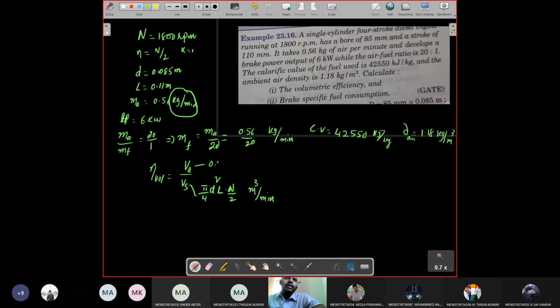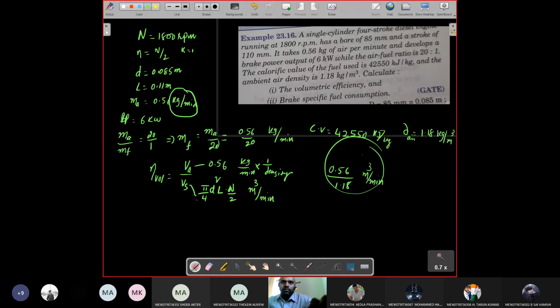If I take 0.56 here, will the units be balanced or not? No, because the units are kg per minute, but I want meter cube per minute. Then I should divide with the density, meaning VA is 0.56 divided by 1.18. Therefore, the units will be meter cube per minute. That is the reason here. Once you know this, we can calculate volumetric efficiency directly, right? Then brake specific fuel consumption is asked.